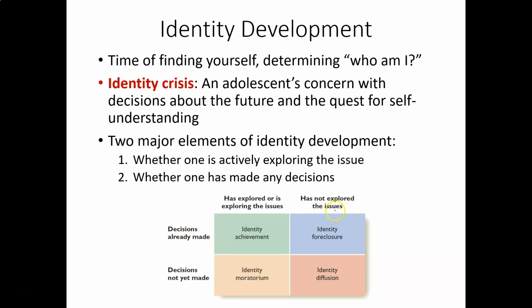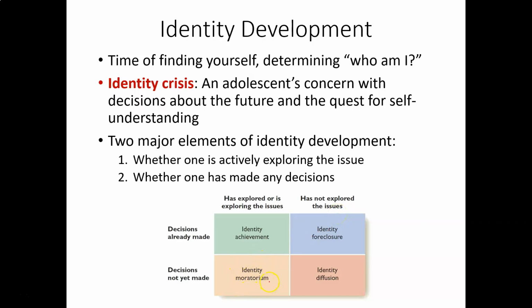If you have not explored issues, but decisions have been made for you already, that's called identity foreclosure. Circumstances that may look like this are where you haven't explored the issues because you know you're going to end up working in your father's company that he started. And so your career path has already been decided for you. So decisions have been made, but you really haven't explored the issues because you didn't have a choice in what your career is going to be.